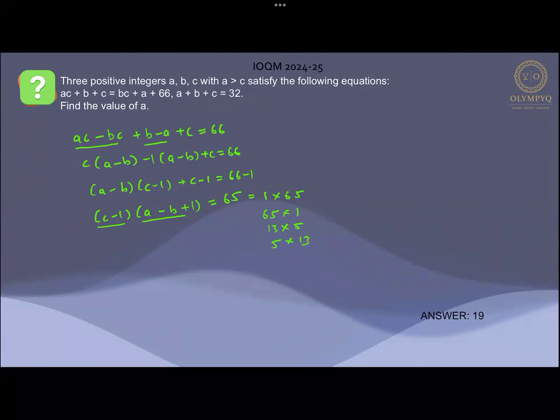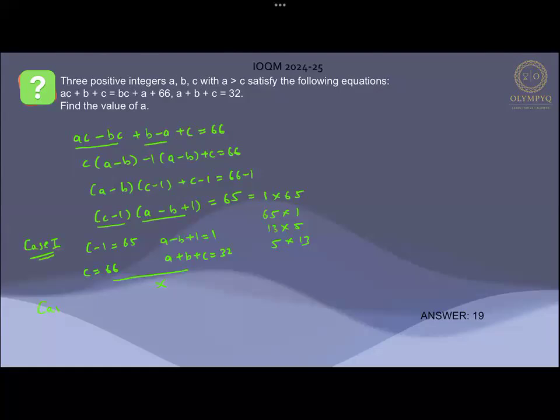So the first case, if I take c - 1 as 65, then a - b + 1 is going to be equal to 1. So from here, I'll get a = b, and a + b + c is also given as 32. So if I look here, the c value is 66, then this is not going to satisfy the given condition. So case number 1 is rejected.